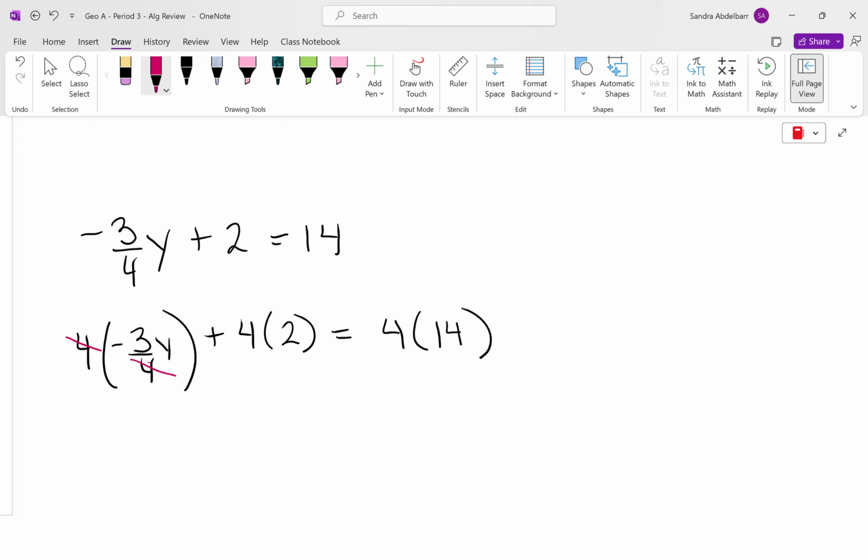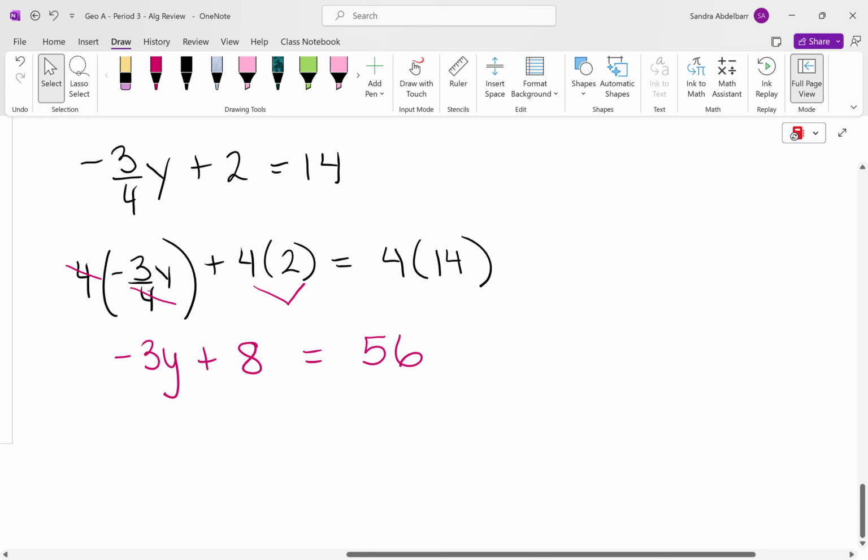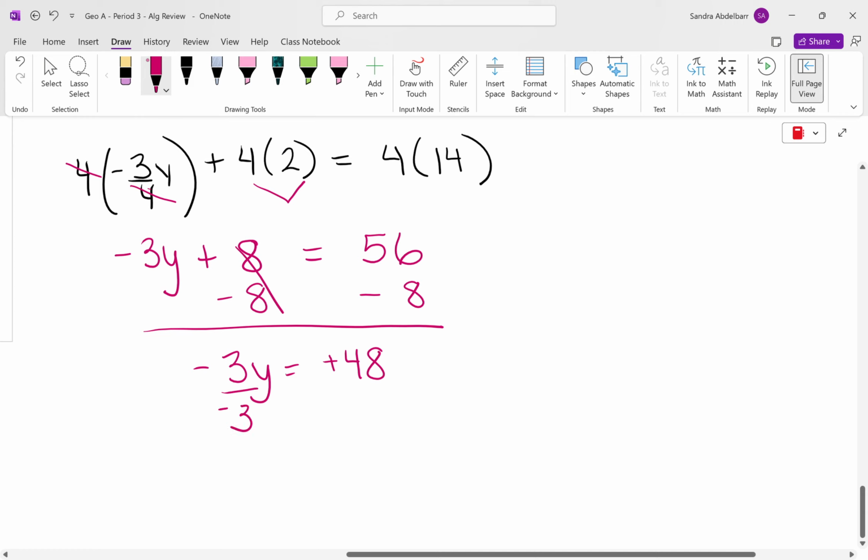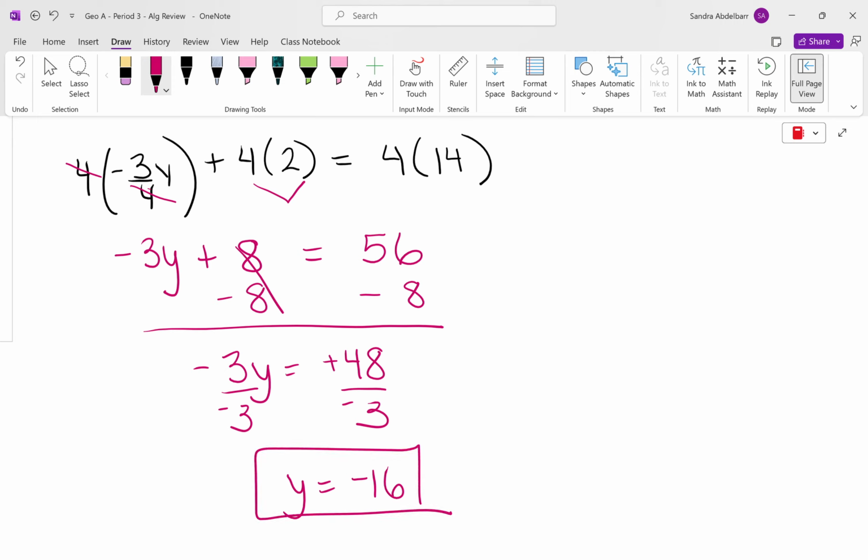So in the first one, because we're multiplying a fraction, we can cross simplify. So those 4's cancel. So now you have negative 3y, and you have 4 times 2 is 8. And then you're going to have 4 times 14 is 56. So now we subtract that 8. And we're going to have a negative 3y equals a positive 48. Divide by negative 3. And we get y equals negative 16.